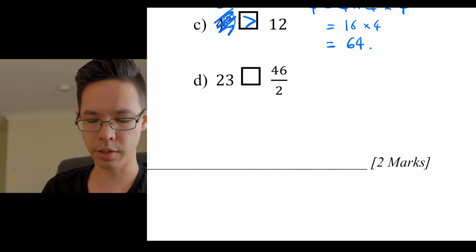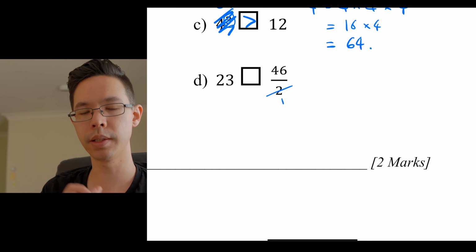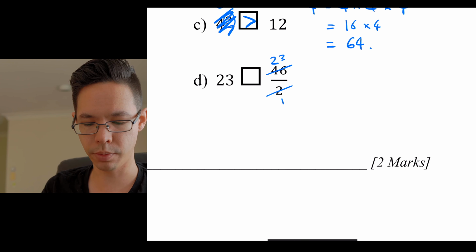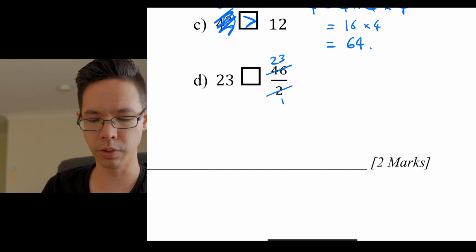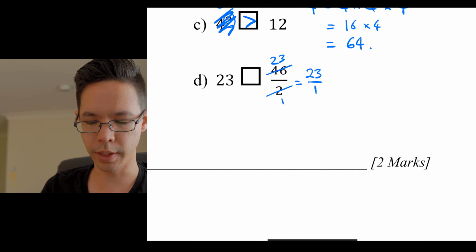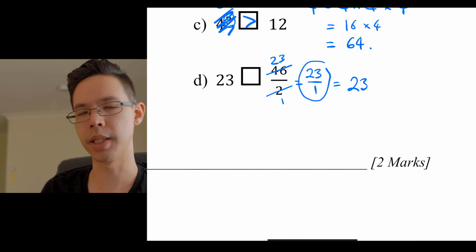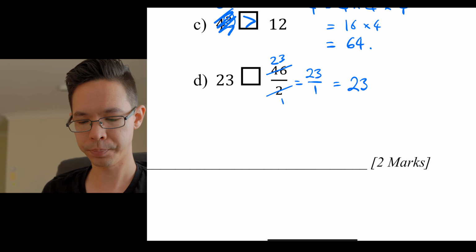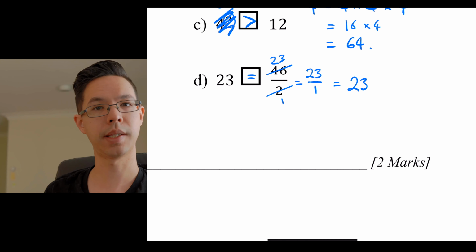So let's try that. So 2 divided by 2 gives me 1. So I'm going to cross out the old one and put a 1 in its place. 46 divided by 2 is actually 23. Cross out the old one and put 23 in its place. So we're basically looking at 23 over 1, which is just 23. Because remember, this means 23 divided by 1, which means it's just going to be 23. We can see that both sides of this box are equal, so we're going to put the equal sign there.